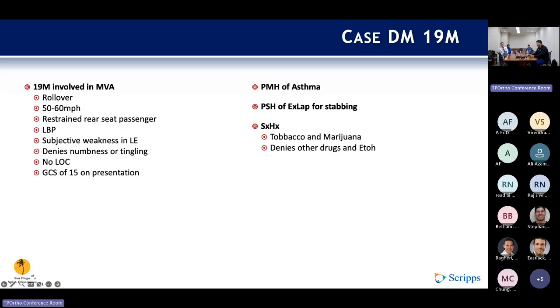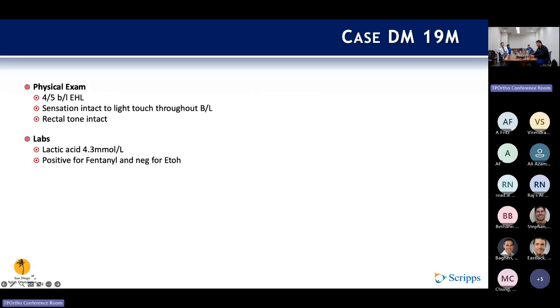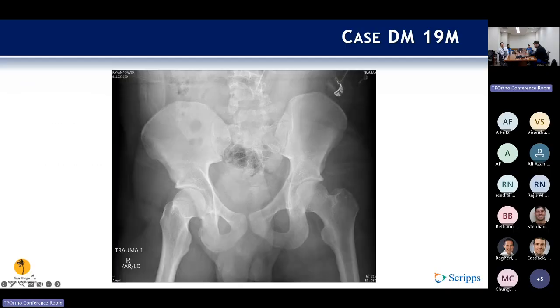Past surgical history of XLAP for stabbing and social history of a tobacco and marijuana user. Physical exam, he had 4 out of 5 strength bilaterally for his extensor hallucis longus. Sensation was intact, light touch throughout, and rectal tone was intact. Labs, lactic acid was at 4.3, which is right at the cutoff for our damage control orthopedics. And then also positive for fentanyl and negative for alcohol. Fits the category for a typical trauma patient.